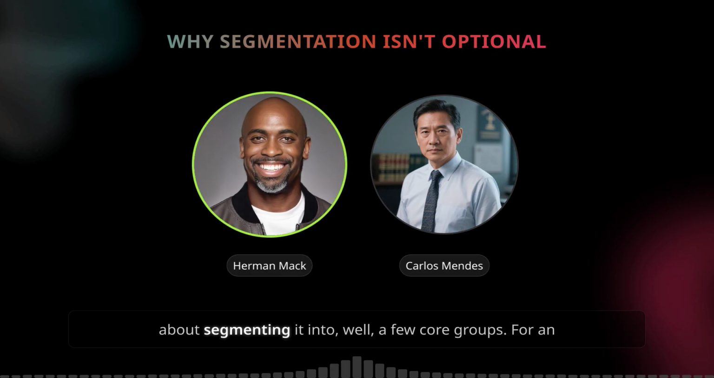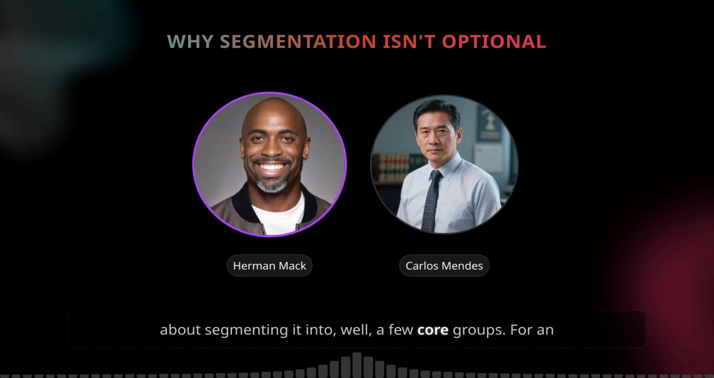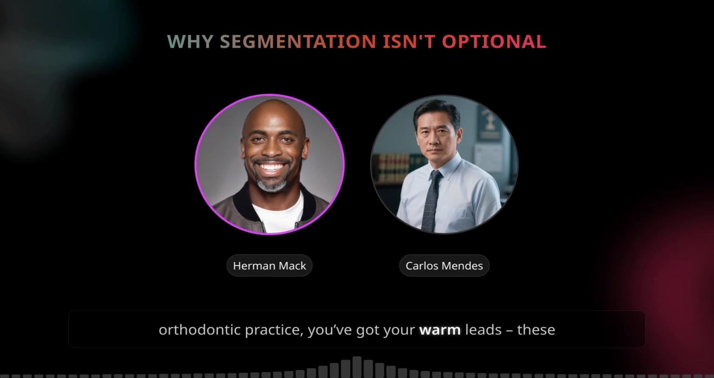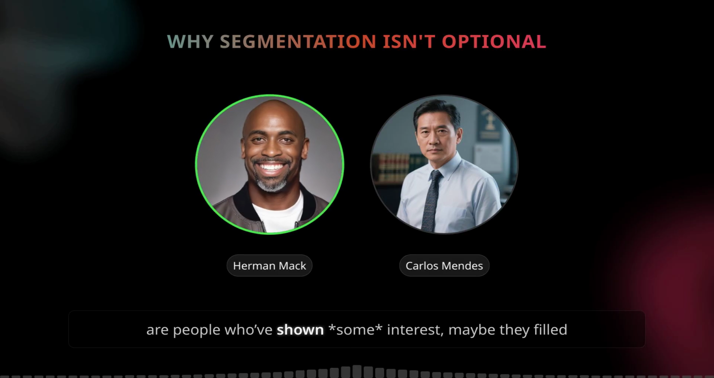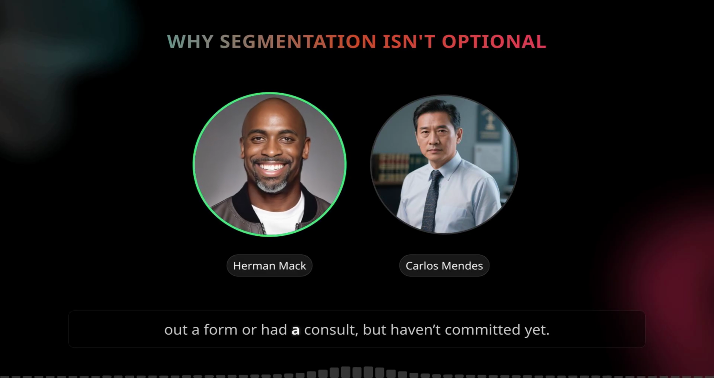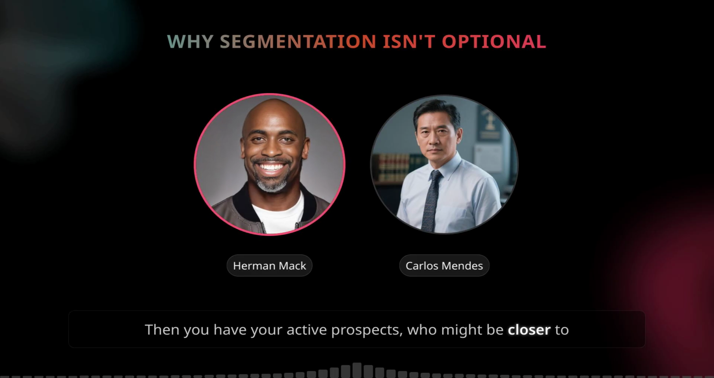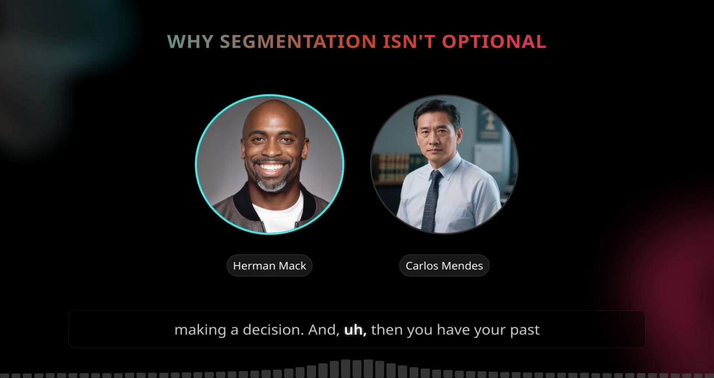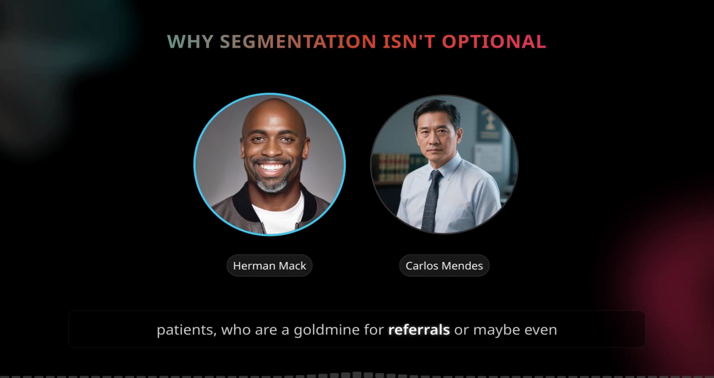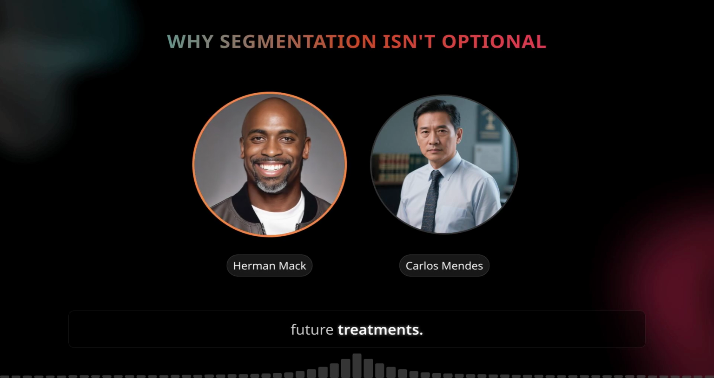We're talking about segmenting it into, well, a few core groups. For an orthodontic practice, you've got your warm leads. These are people who've shown some interest. Maybe they've filled out a form or had a consult, but haven't committed yet. Then you have your active prospects who might be closer to making a decision. And then you have your past patients who are a gold mine for referrals or maybe even future treatments.